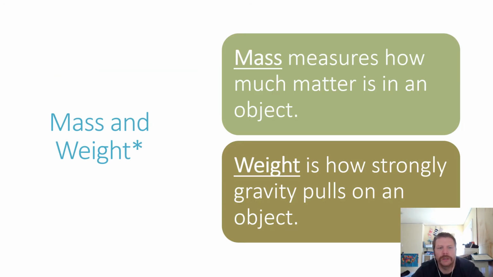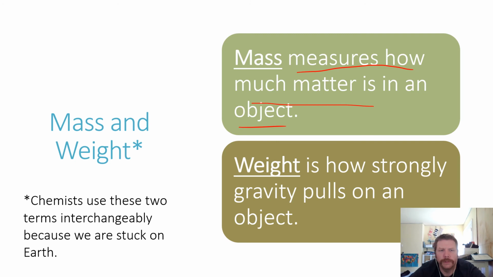Okay, mass and weight. How to relate these two things to one another. Mass measures how much is in an object. Weight is how strongly gravity pulls on an object. I will confess that I do sometimes slip up and substitute mass and weight for one another, which is incorrect, but I'll try to keep a lockdown on it. But know this definition: mass measures how much matter is in an object. Chemists use these two interchangeably because we're stuck on Earth. Well, I don't know if I'd say stuck. I enjoy it here. It's all right.